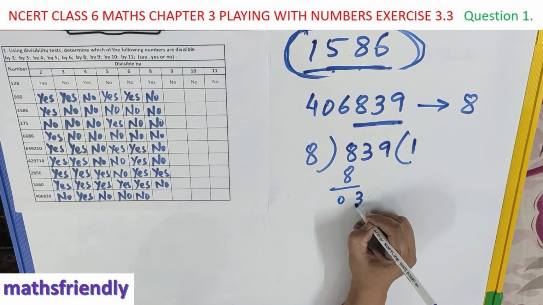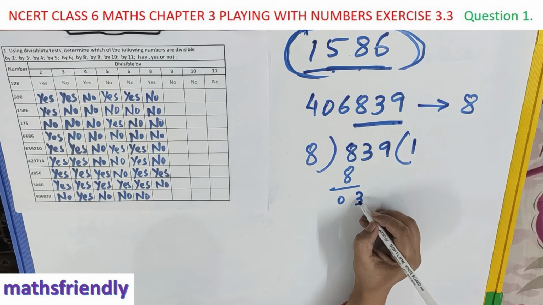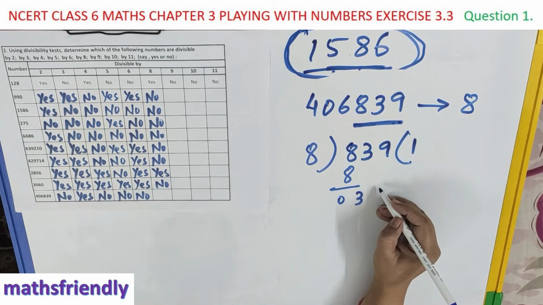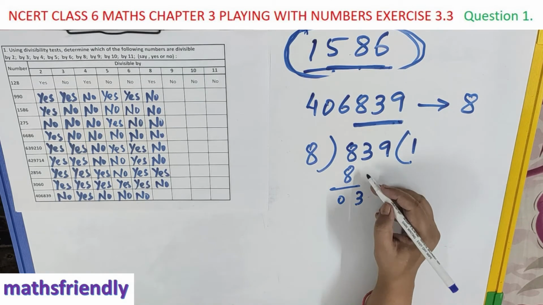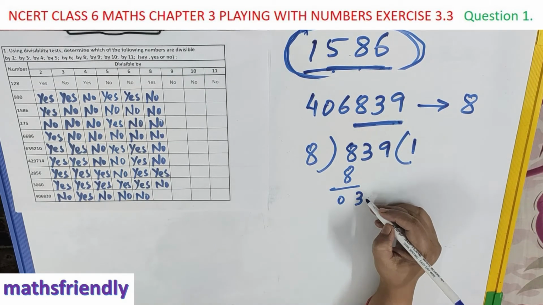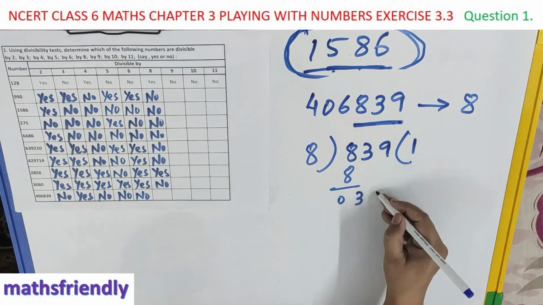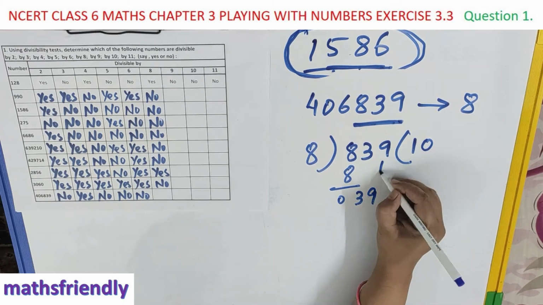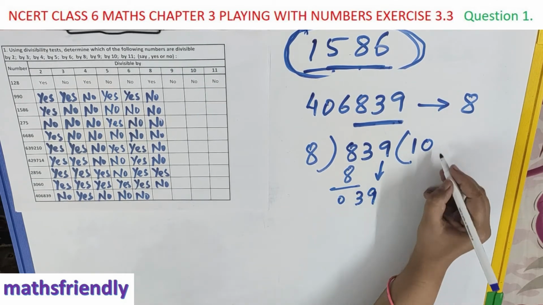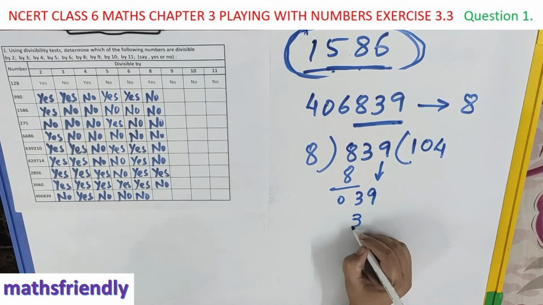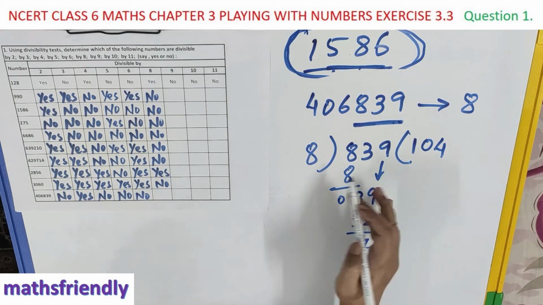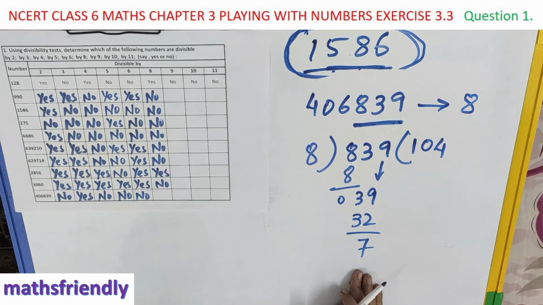3 comes down. Now 3 will not be divisible by 8. 3 is a smaller number than 8. So we have to take this 9 down. Since we have already taken this 3 down, to take the other digit down, we have to first put a 0 here. Then we can take the second digit down. So 39. Now 8 fours are 32. 7 is the remainder. So this 839 is not divisible by 8 because we are getting a remainder.